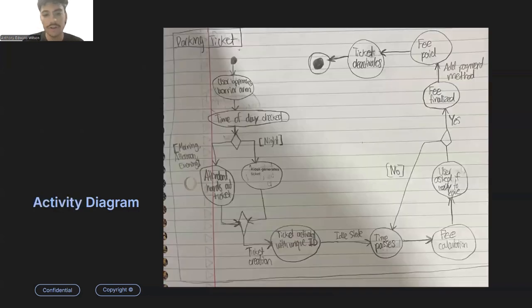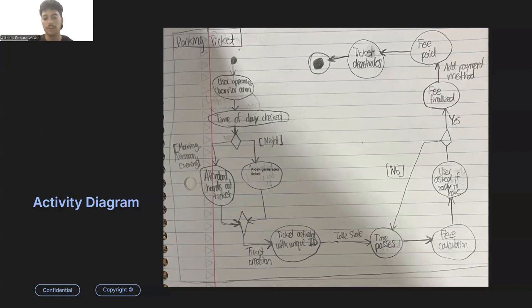Here's the life cycle of a parking ticket, which starts with the user approaching the barrier arm. Once the time of day is checked, if it's morning, afternoon, or evening, then the attendant is there to hand out a ticket and print it and activate it. Otherwise, if it is nighttime, a kiosk generates the ticket. Once the ticket is created, it has a unique ID and it is considered activated.